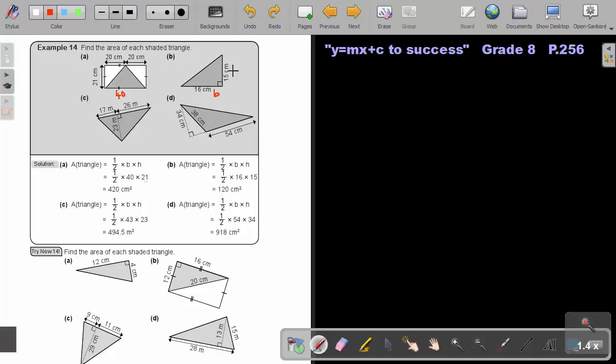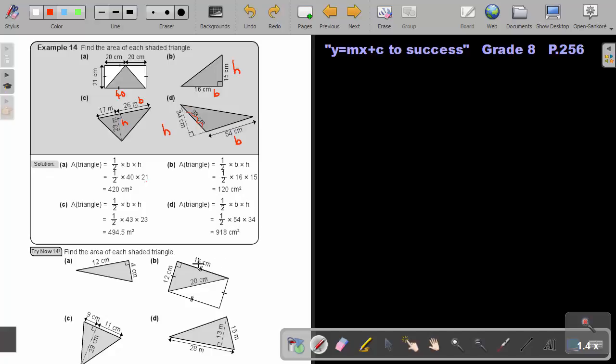This is my base, and this is my height. So it's just half, 16 times 15. If I look at this one, this is my base, and this is my height. So again, I just add that 2 for the base, that's 43, and that's the height. And then this one, this is my base, and this is my height. And that one I just ignore. It's not necessary for the sum. So this base will be 54, and the height will be 34.